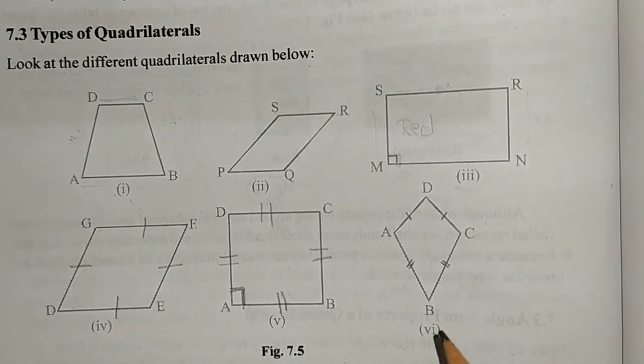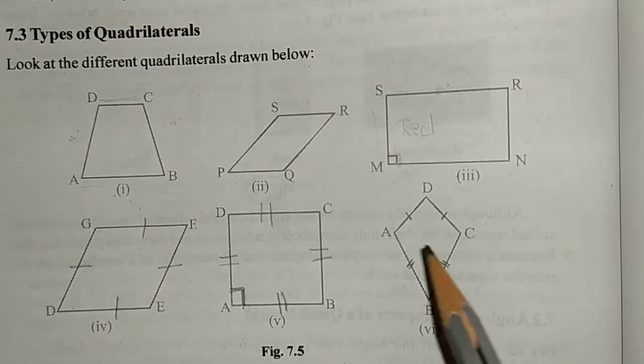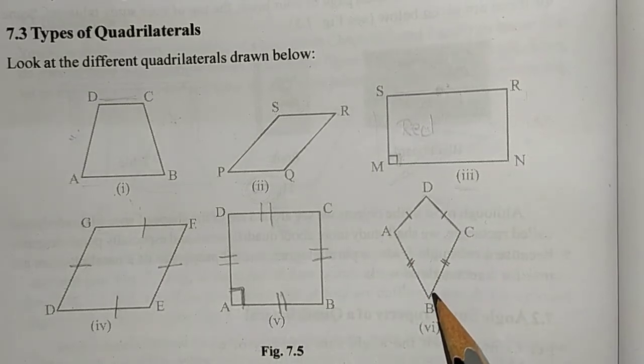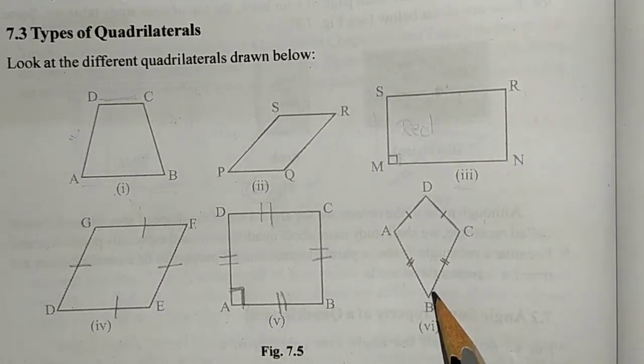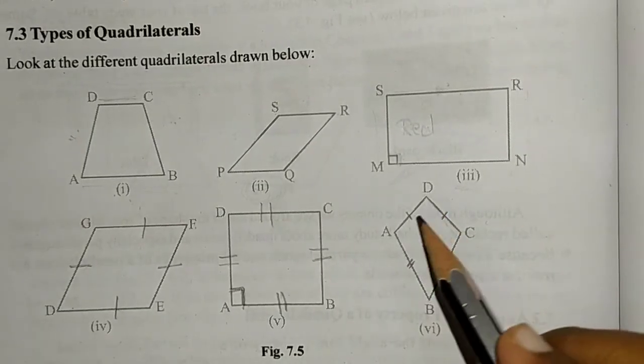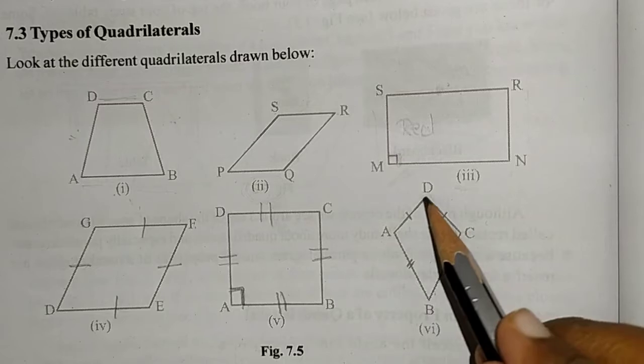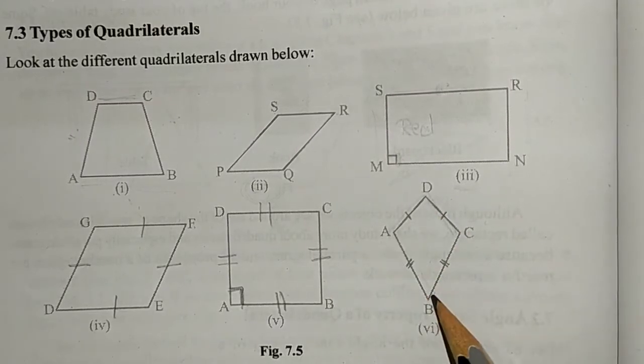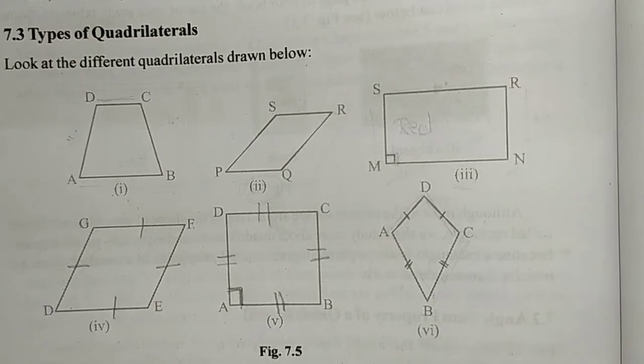And lastly, we have what we call a kite. Here you can see adjacent sides, that is neighboring sides, are equal to one another. This is the sixth and last type of quadrilateral. Here AD is equal to DC, adjacent sides, not the opposite sides. The adjacent sides are equal to one another. Similarly, AB is equal to BC. So this is a kite.